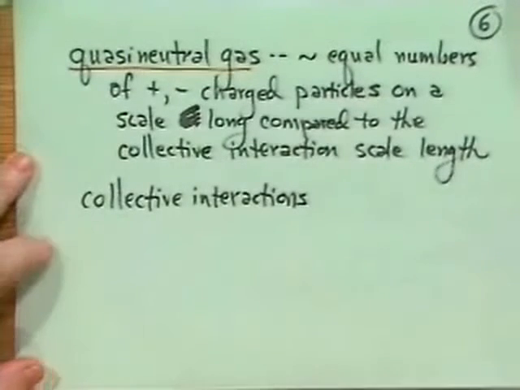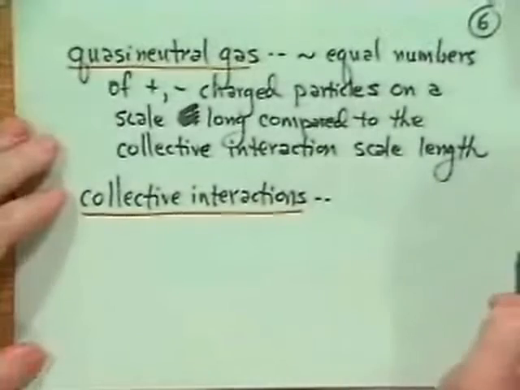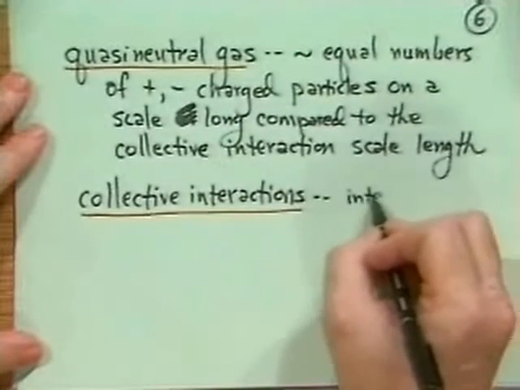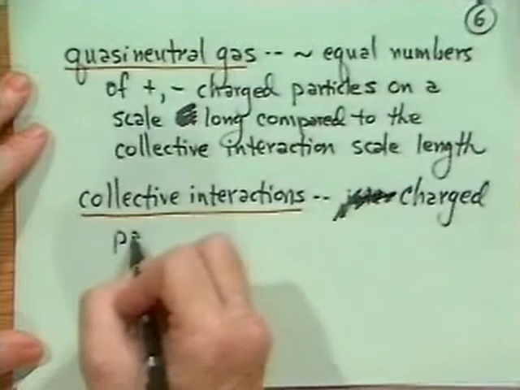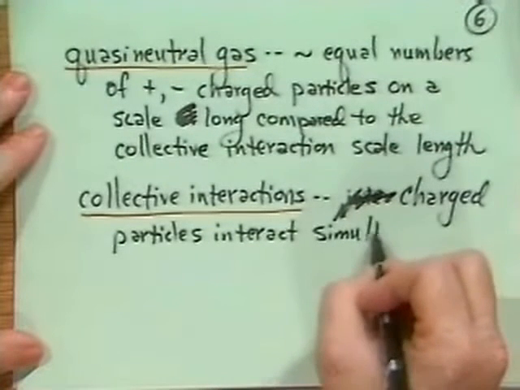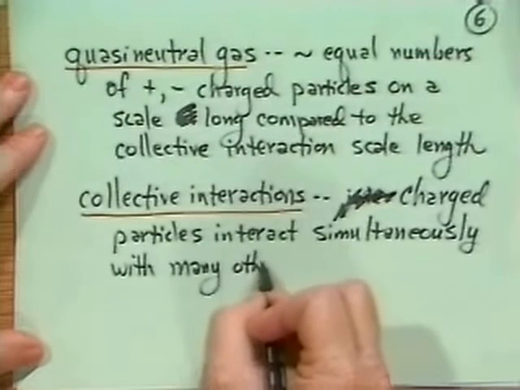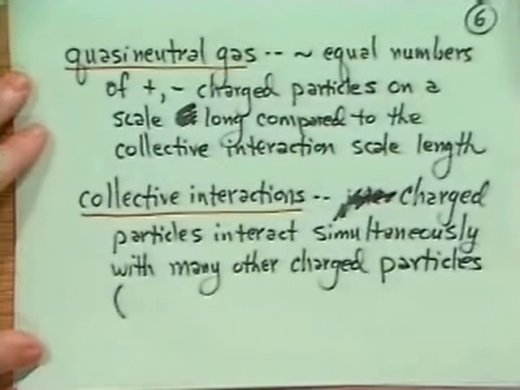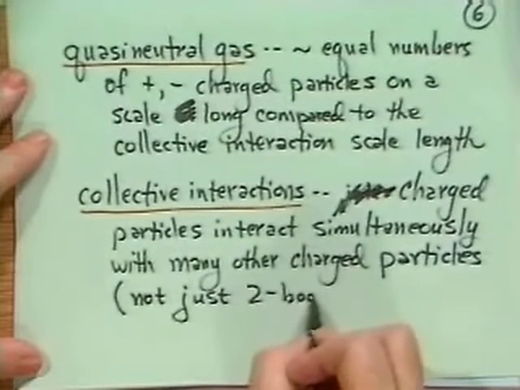Now, what we have in mind is that these charged particles are going to be moving through a medium, and they're not going to interact as two-body interactions, but they'll interact simultaneously with many other charged particles, and I'll sketch this in a moment on the next transparency. In particular, what we mean by that is not just two-body interactions.